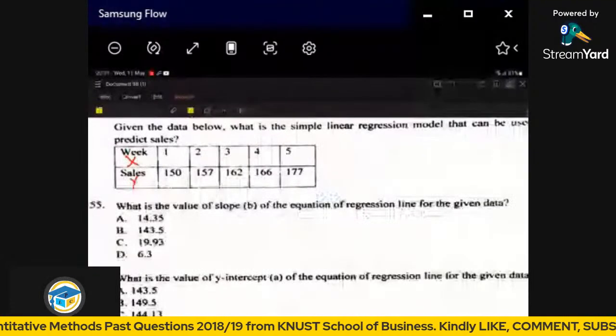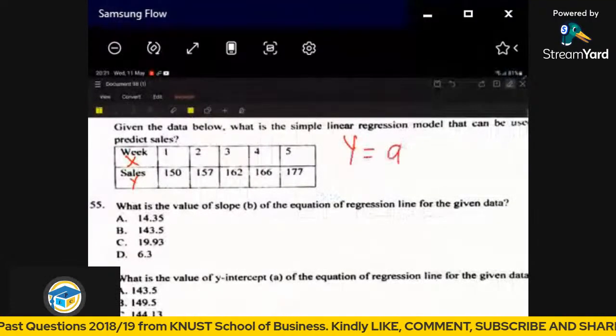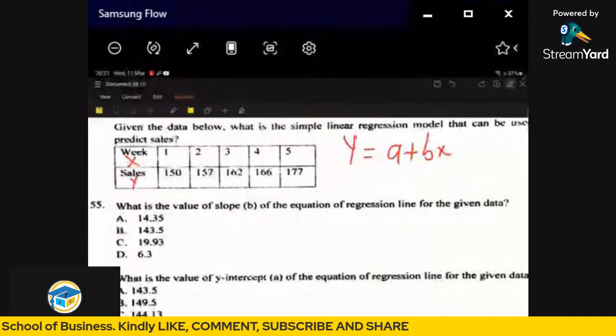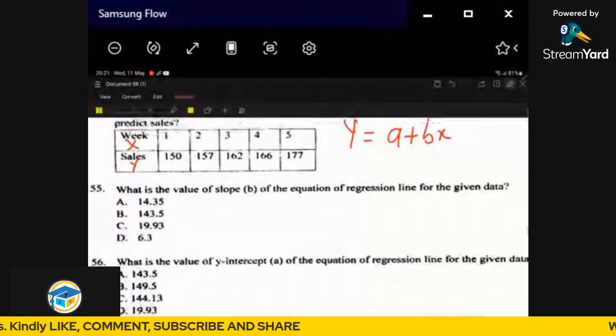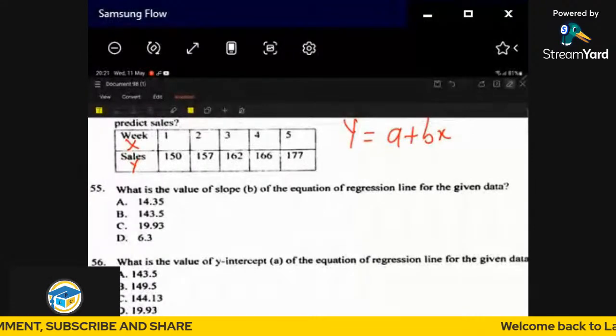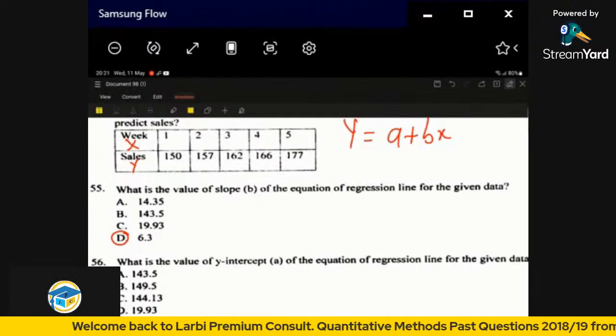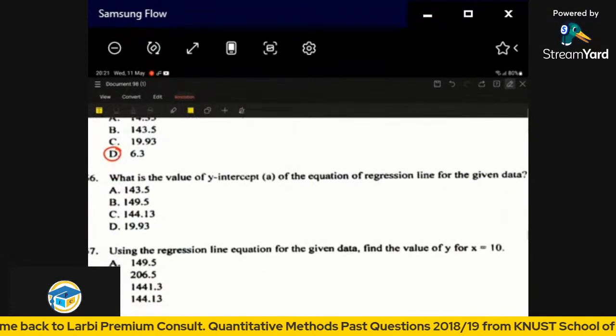So remember, we are using this equation, a plus bx. Is that okay? Right. So here we can say that the slope of the equation is going to be option D, which is 6.3. I believe that is clear, right? So once you're able to get that, you move on to question number 56.